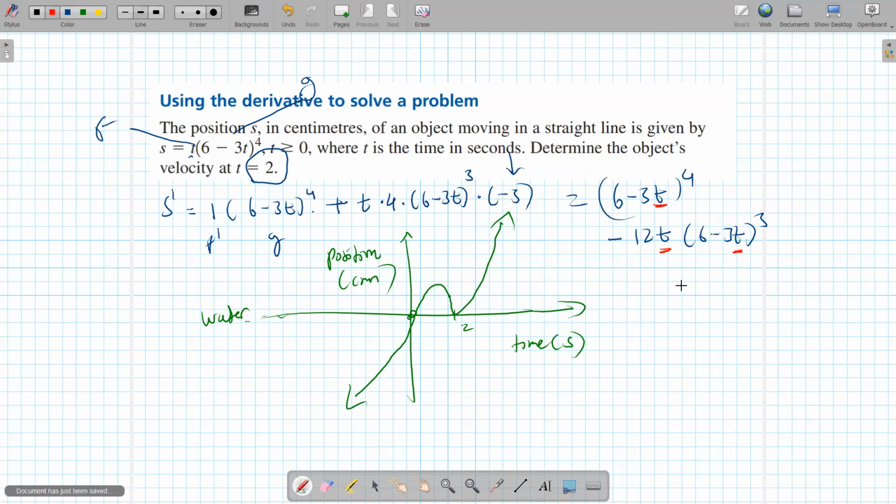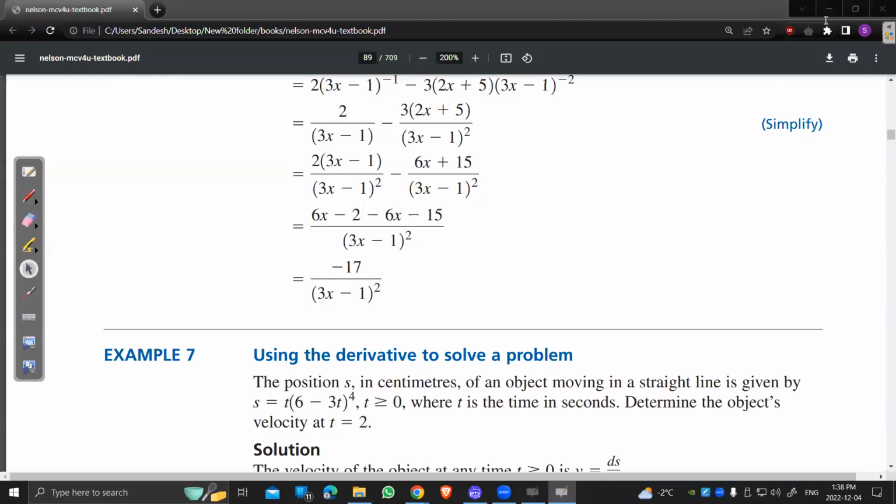I think it's going to be 0 because there's a turning point, but I can double check. I'm going to plug t as 2: 0 to the power of 4 minus 12 times 2 times (6 minus 3 times 2) to the power of 3. Yeah, it's 0. So the slope is 0. And you can see if you draw a tangent at 2, it's going to be horizontal as well. So that means the velocity is 0. It is not moving at this time. When time is 2 seconds, the object is not moving. And that's the end of that question.